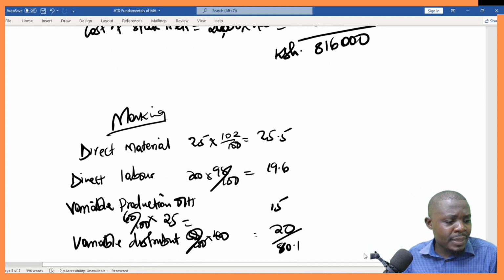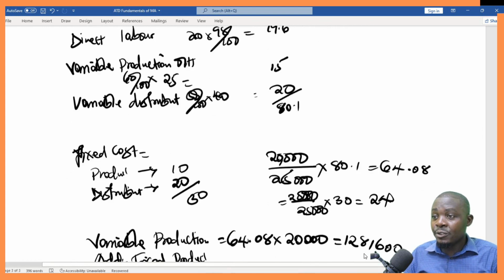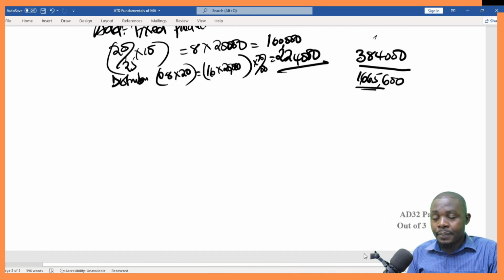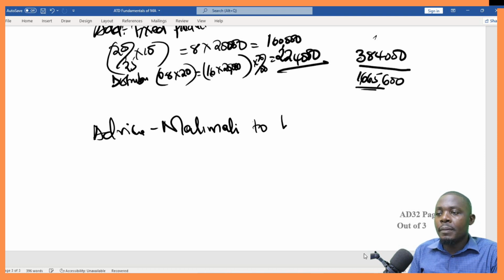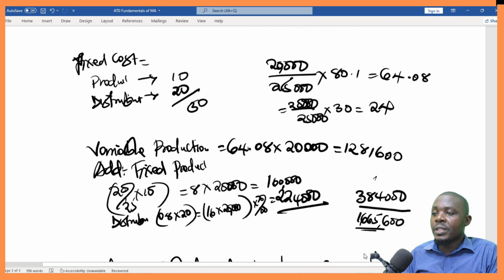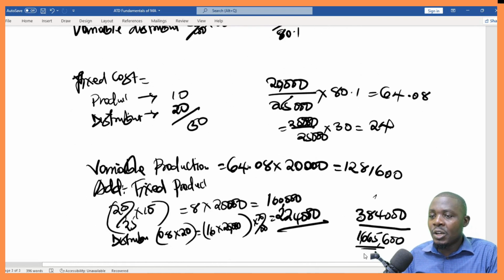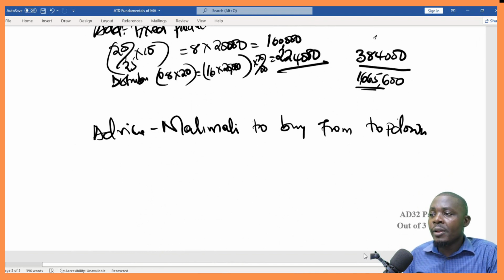Then you are told to advise Mali Limited whether to make or buy. Now the advice here should be just what? To buy from Top Town. The advice should be that Mali buys from Top Town, which will be a bit cheaper, costing 816,000, compared to making, which is going to cost them 1,665,600. You do that, you get the entire marks correctly.